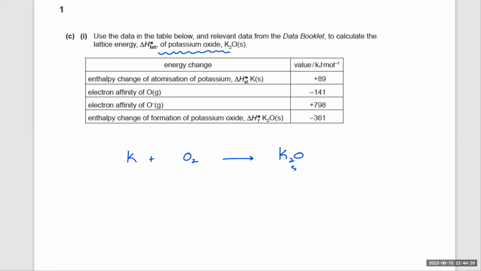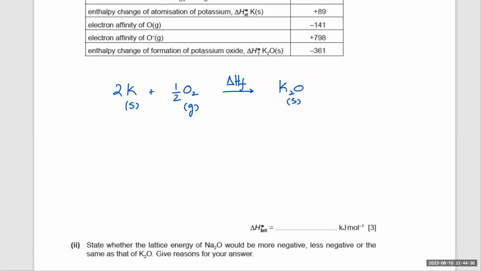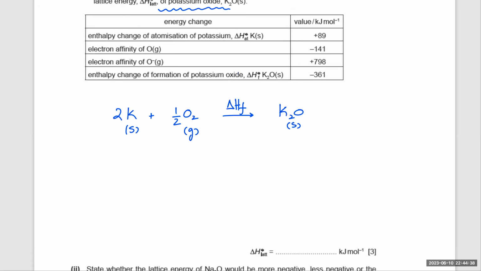This has to be a solid, 1 mole. This is going to be half O2, and this is going to be 2 potassiums. Potassium is a solid metal, oxygen is a gas, right? So this is my enthalpy change of formation. Is this clear? Yep. And this value is given, that's minus 361.